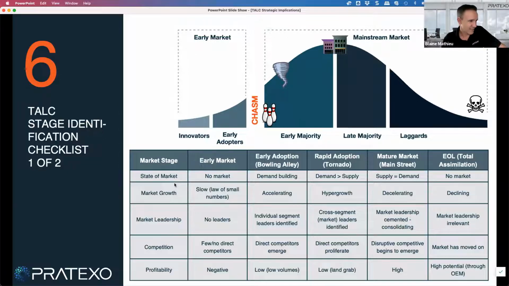So this is the checklist. In each category, what is this? Let's take a few of them. All right. What is the state of the market? There is no market.